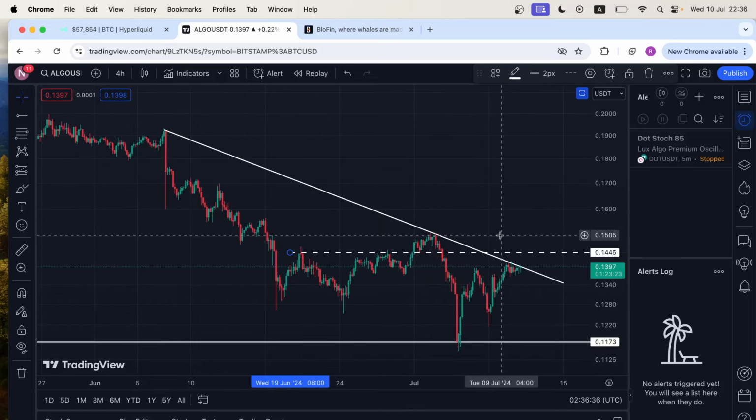Next level up from there would obviously be right at the top of the candle bodies right here at around 15 cents. And then, yeah, if it is going up, you can just trail your stop loss up along with it, right? So if you do get a pullback, you're going to get stopped out in profit anyway.